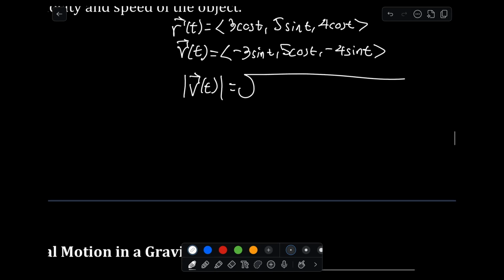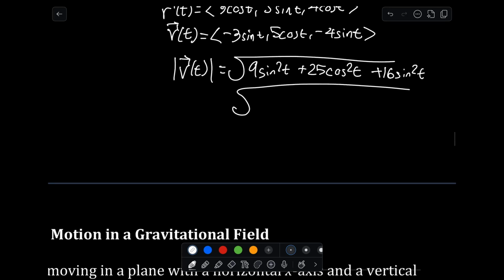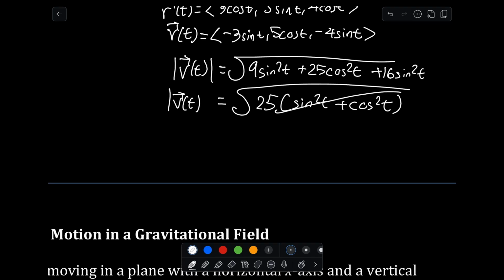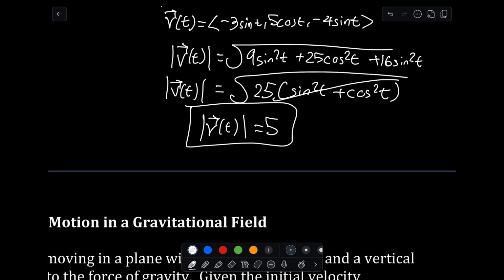And if we take the magnitude of this, I'm going to skip over this one kind of quickly, but you hopefully get the idea of what we are doing. So this is going to become 25, because I'm going to add up the sine squared t's together. So this goes to 1 equals magnitude of v of t. So magnitude of v of t equals 5. Nice.